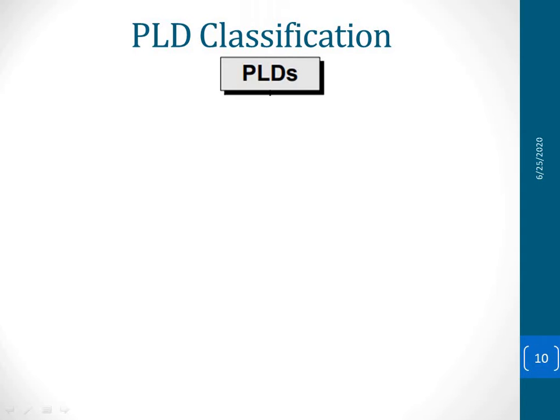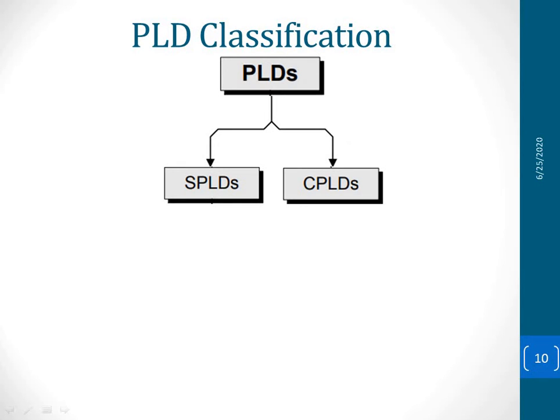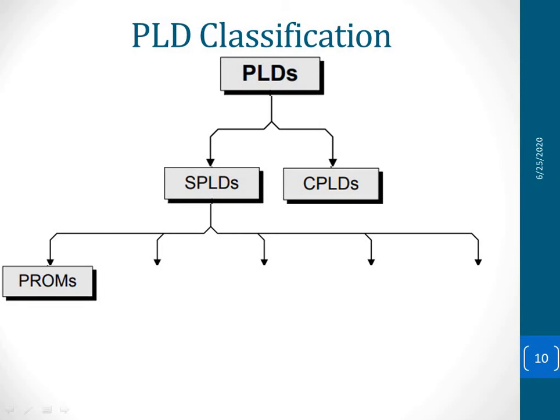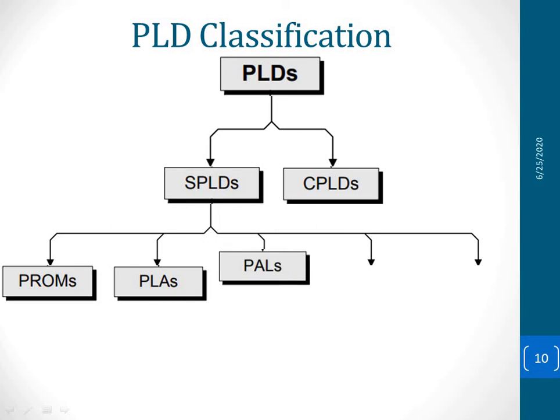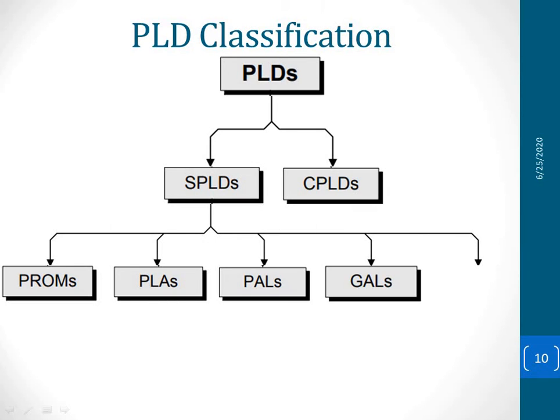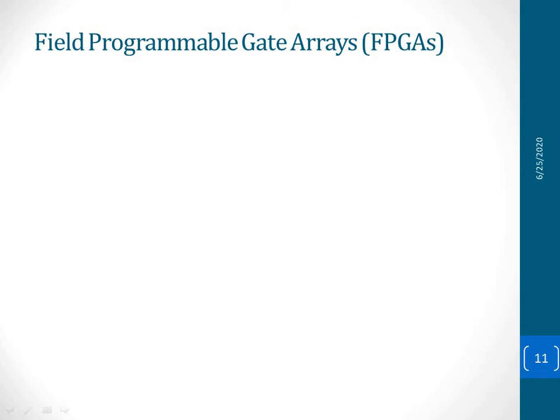Next is the classification of PLDs. PLDs are classified into broadly two types, SPLDs and CPLDs. SPLD is simple programmable logic devices, and CPLD is complex programmable logic device. The simple programmable logic devices are classified into PROMs, PLA (programmable logic array), PAL (programmable array logic), gate array logics, etc. Now moving on to FPGA quickly.